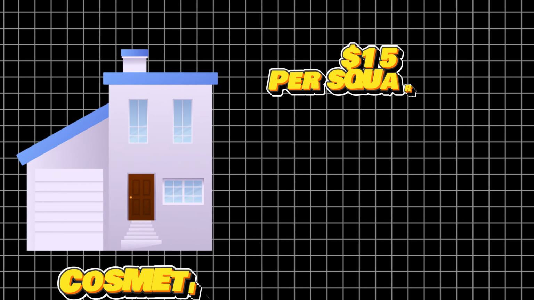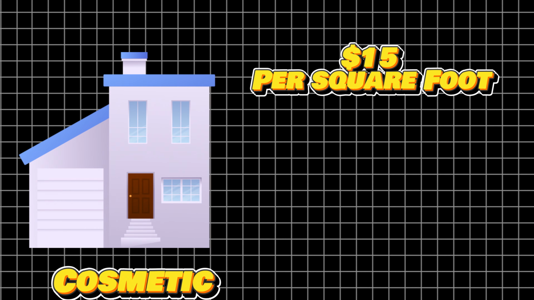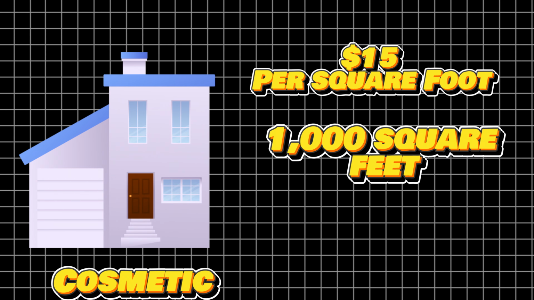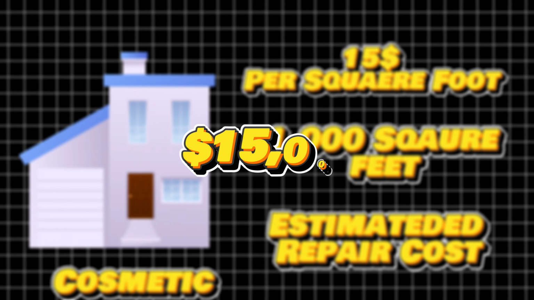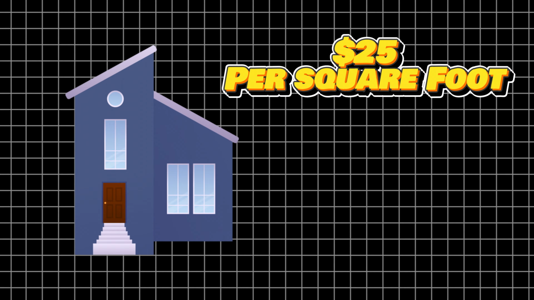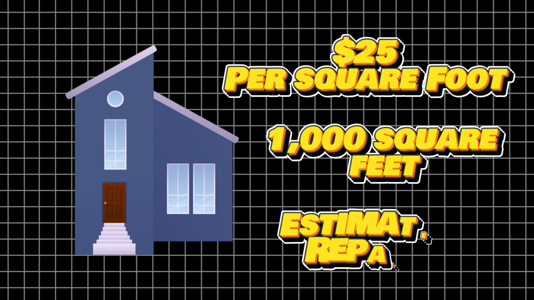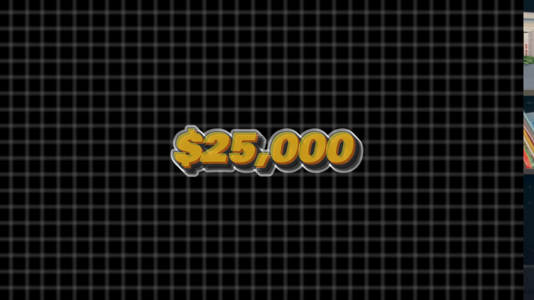So for example, for a cosmetic, $15 a square foot. If that house is 1,000 square feet, that means the estimated repair cost is $15,000. For an average, $25 to $35 a square foot, let's say we put it at $25 a square foot, that house is 1,000 square feet, estimated repair cost is $25,000. And then a full gut, $55 a square foot, same example, 1,000 square foot home, that estimated repair cost is $55,000.